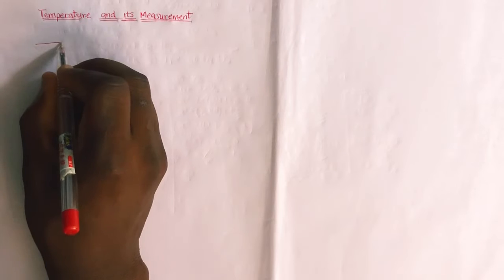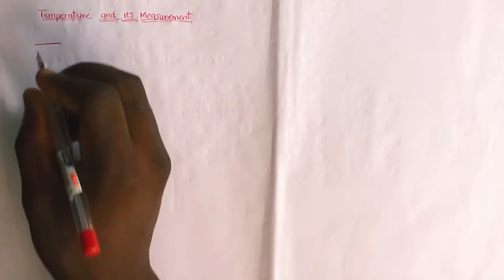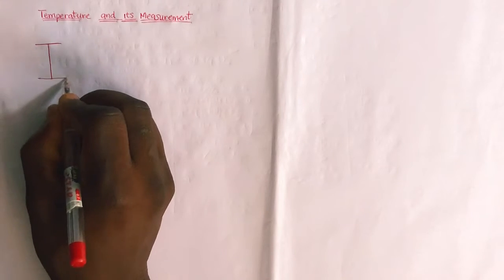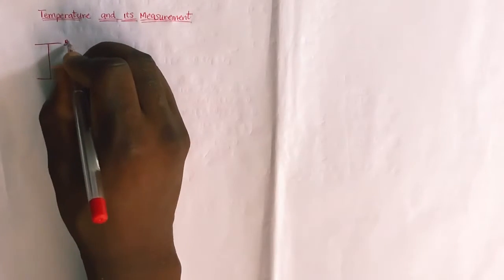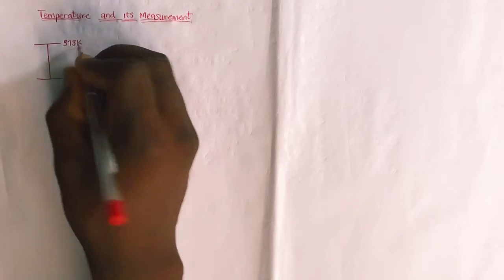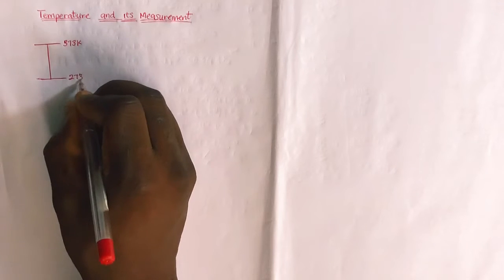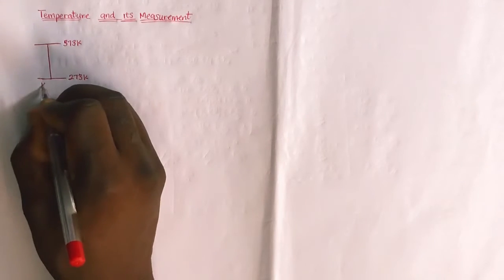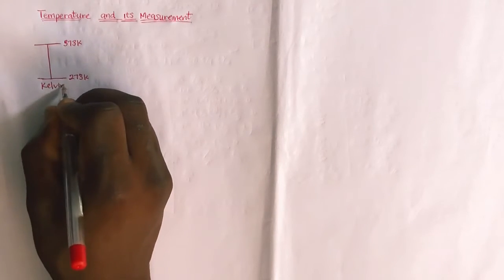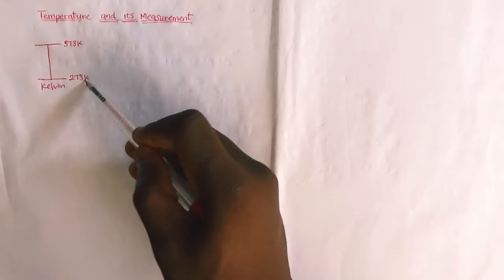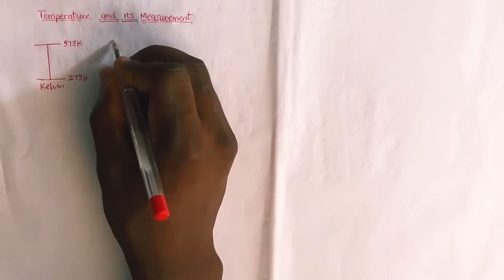Let's say we have absolute Kelvin, which is our first temperature scale. Absolute Kelvin has its upper fixed point at 373 Kelvin, while the lower fixed point is 273 Kelvin. So the upper fixed point is 373, while the lower fixed point is 273. Now let's take a look at the Celsius degree.